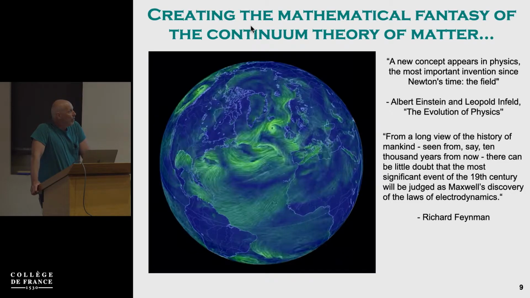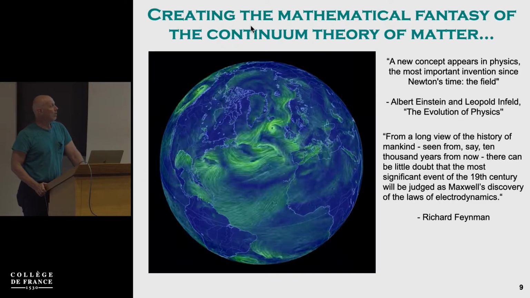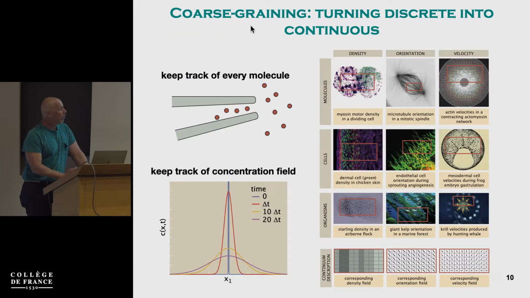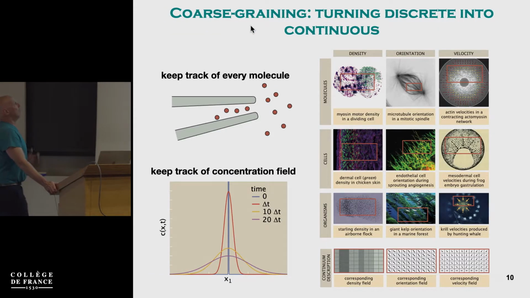Feynman said, from a long view of the history of mankind, seen from, say, 10,000 years from now, there can be little doubt that the most significant event of the 19th century will be judged as Maxwell's discovery of the laws of electrodynamics. So what is this idea of the continuum?